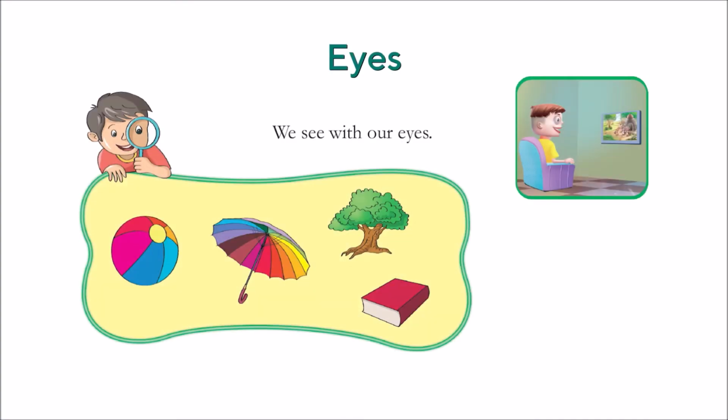And now let's see our first sense organ, that is our eyes. We see with our eyes. We can see the beautiful different colors around us. We can see how tall trees are made. We can see the shapes of different objects like a ball. We can also read books with our eyes, and we can watch television.